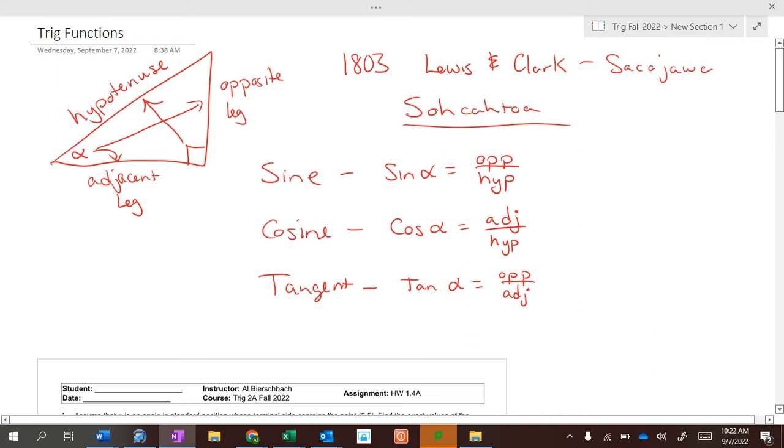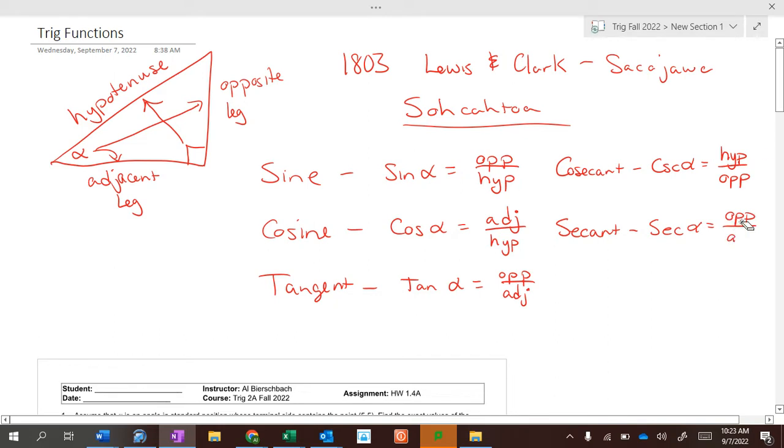Okay? So sine, cosine, tangent. Now those three functions have three cofunctions. Okay? The cofunction of sine is cosecant, abbreviated CSC. The CSC of our angle equals the hypotenuse over the opposite. The secant of our angle, abbreviated SEC, the best football conference in the nation, equals the hypotenuse over the adjacent.